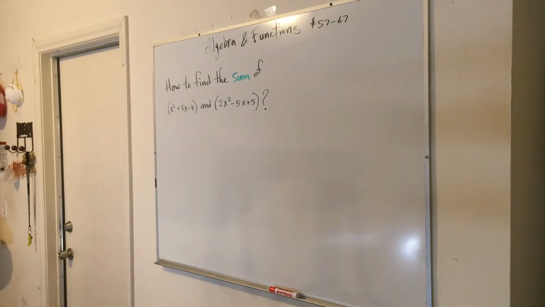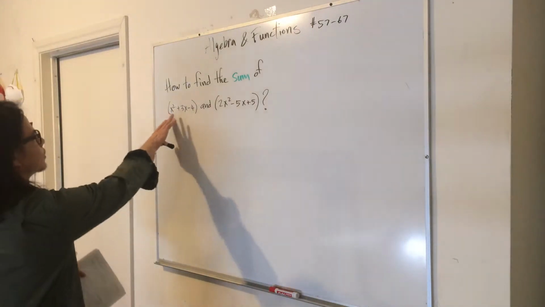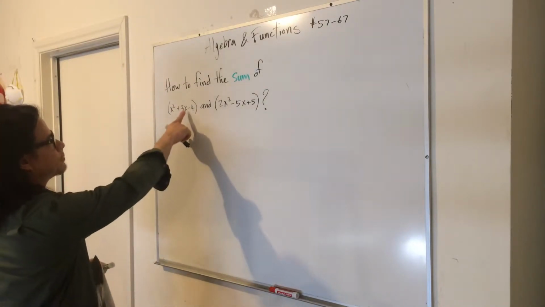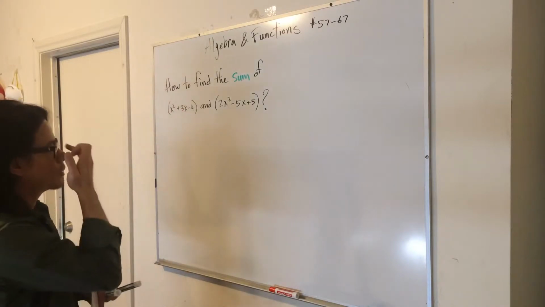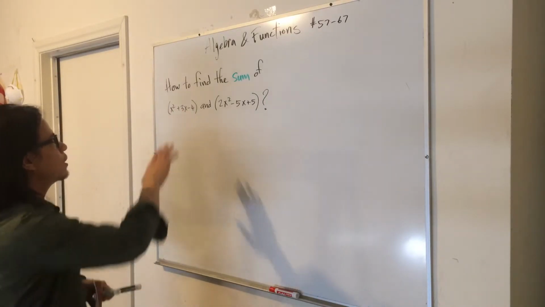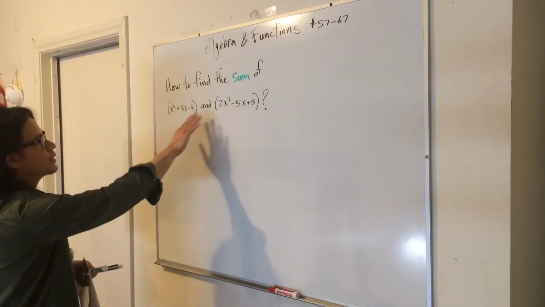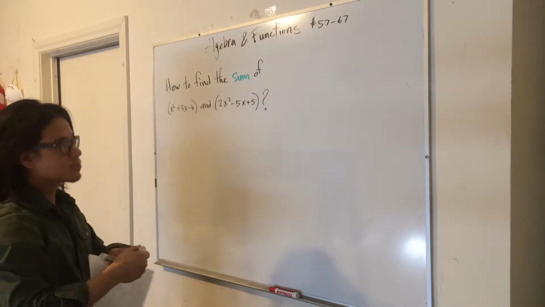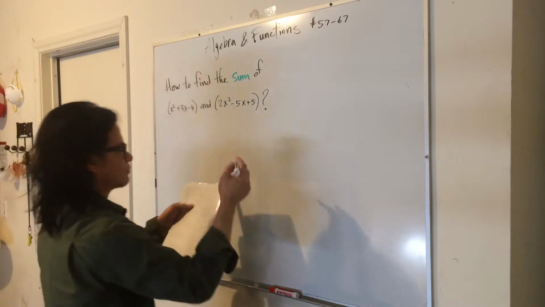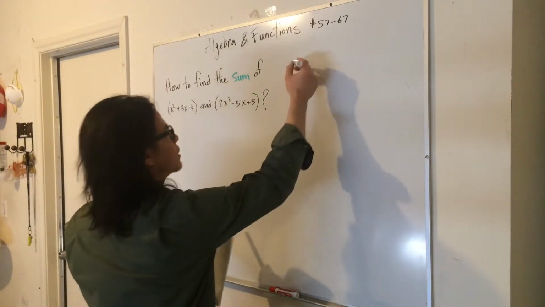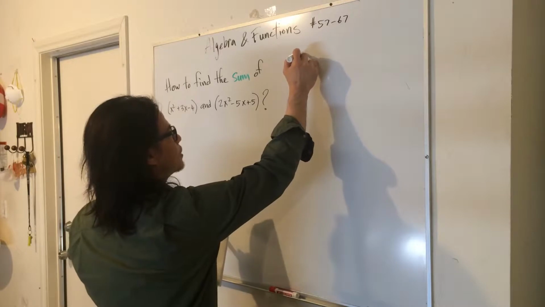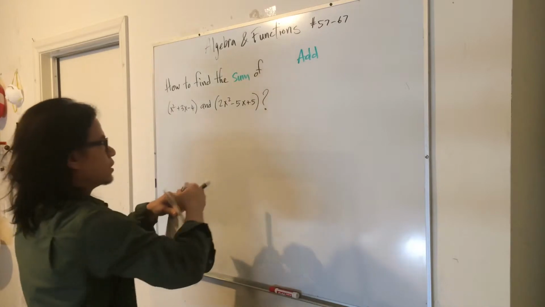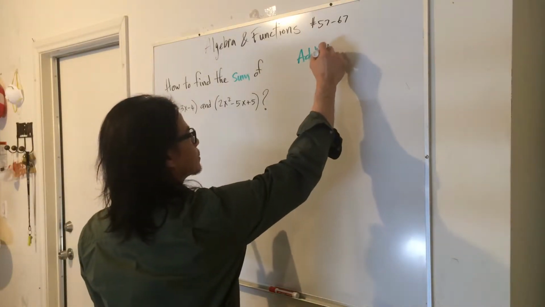Okay, so let's take a look now at some polynomials where you have x to the second power, x to the first power, and a constant term. That's what a polynomial is. Okay, so the question says how to find the sum of these two polynomials here. Are you going to add, subtract, multiply, or divide them? Okay, remember sum is an answer to an addition problem, so we're going to add up these two polynomials here. Add them up.